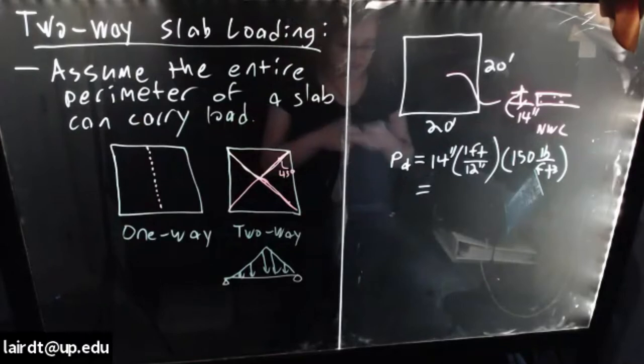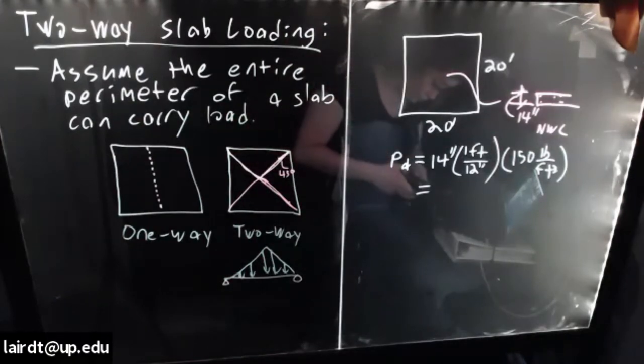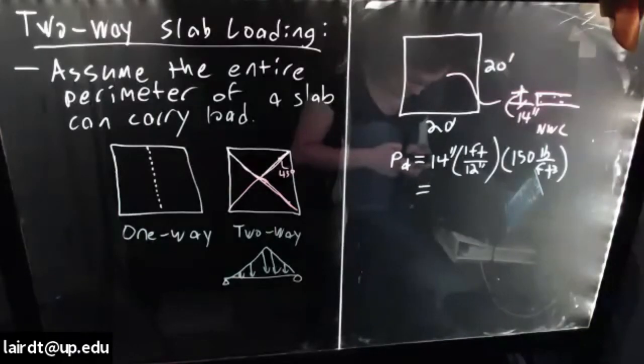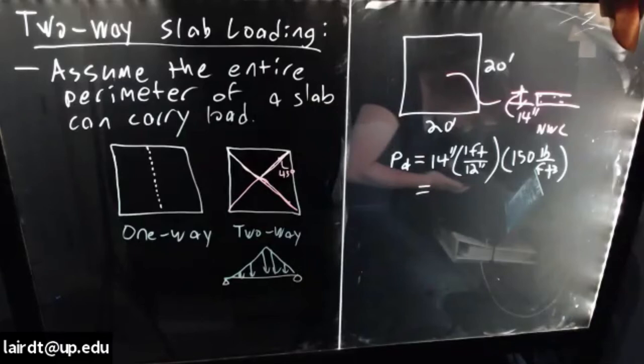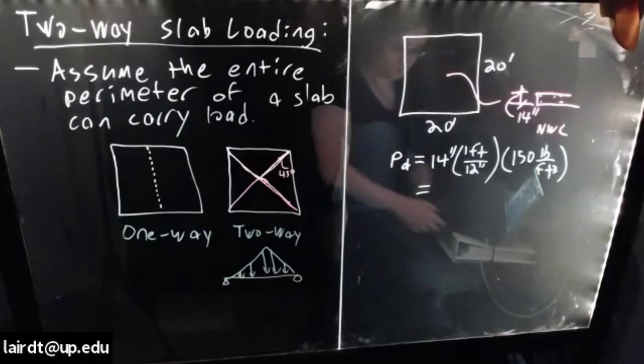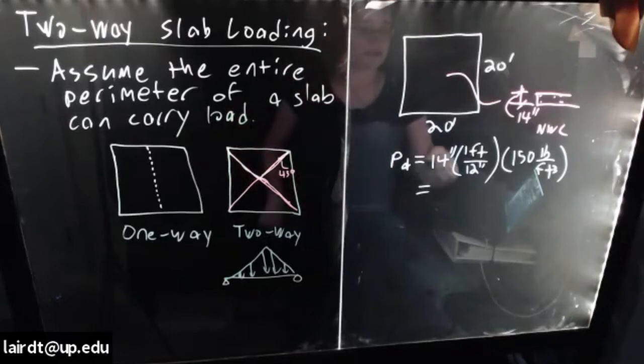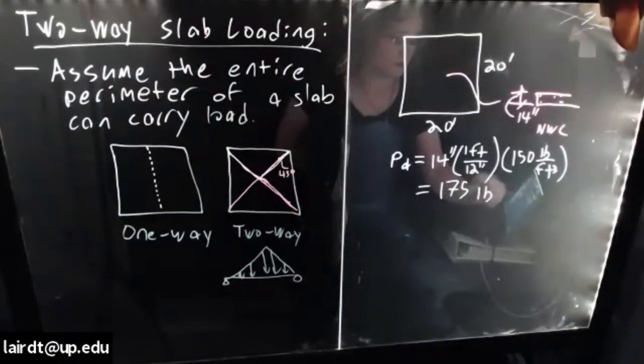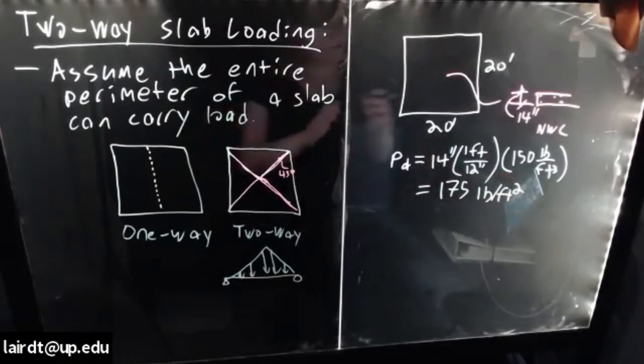So let's go ahead and multiply this out. 14 divided by 12 times 150. And I get that is 175 pounds per square foot. And again, think about what this represents physically.